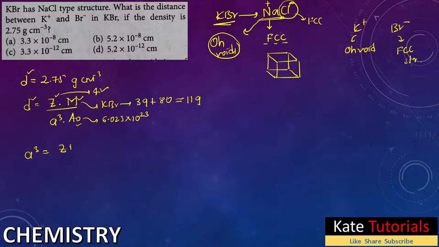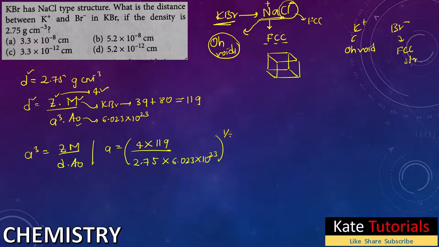A cube is nothing but Z M upon density into Avogadro's number. So if I want to know a, it is Z, 4, into molecular weight 119, upon density 2.75, and Avogadro's number 6.023 into 10 to the power 23, whole raised to 1 by 3. If you calculate, it will be around 6.6 into 10 to the power minus 8 centimeter.